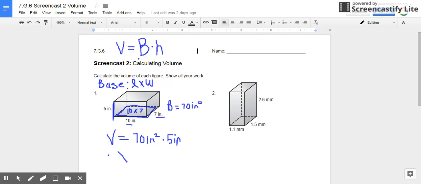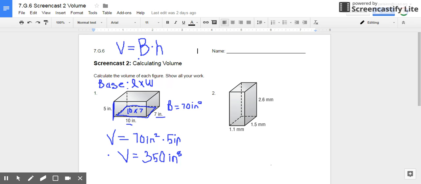So if we type in our calculators 70 times 5, we're going to get 350 inches cubed. When we're finding volume, we have cubic units. So volume is 350 inches cubed.